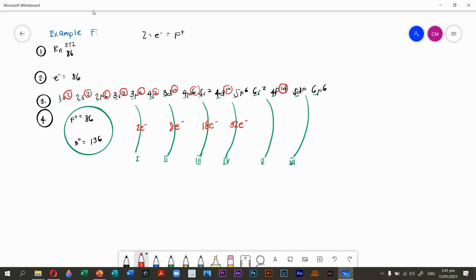Okay. And then for the fifth energy level, there is 5s2, there is 5p6, and then 5d10. So this one too has 18 electrons. And then for the sixth energy level, there is 6s2 and 6p6. So it's going to be 8. So radon has 8 electrons in its outermost shell, in its valence shell.